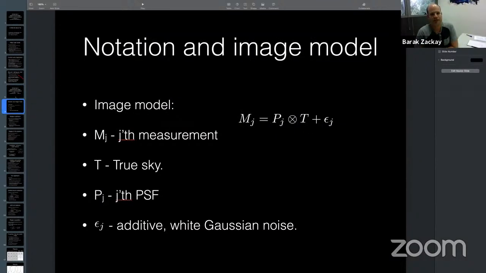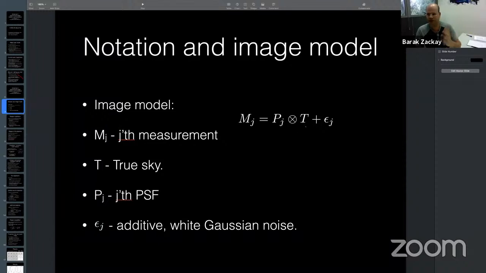So let's begin. Before we talk about the problem and all of it, let's just fix the notation, to make sure that we know what is what. So we have an image model. What does image model mean? It means that it's a way to describe to a foreign person how to create and how to simulate an image. So you take some true sky, okay?